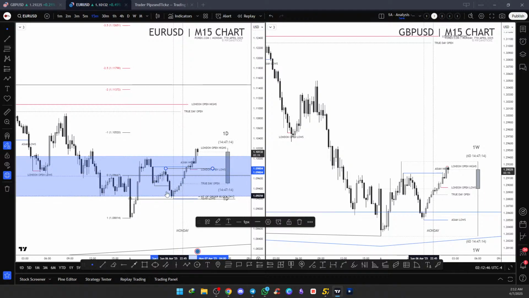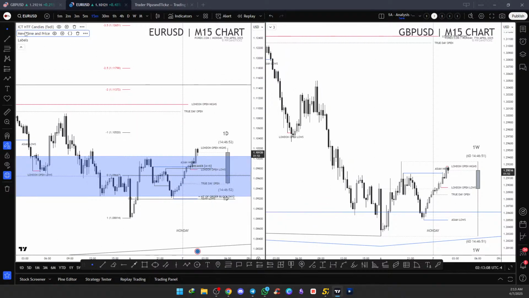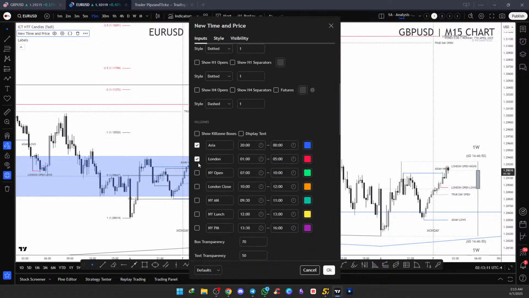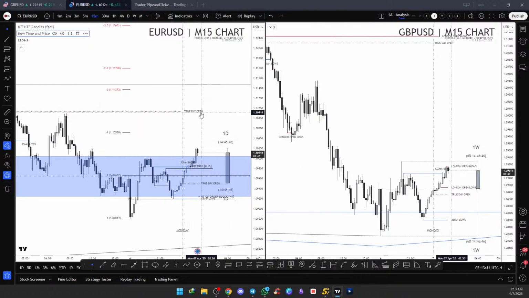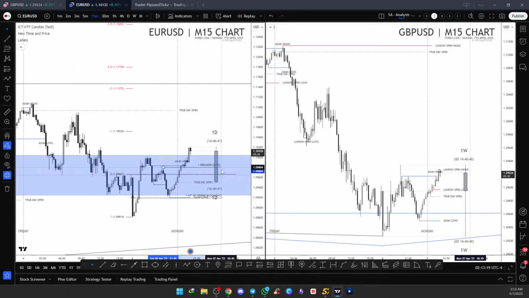Is this a manipulation? Yes, because it has taken down the liquidity and it has traded into this fair value gap here. So this can be treated as a manipulation. If price taps into this M15 breaker again, I think we may look for an entry from this point here, which will target the prices higher.